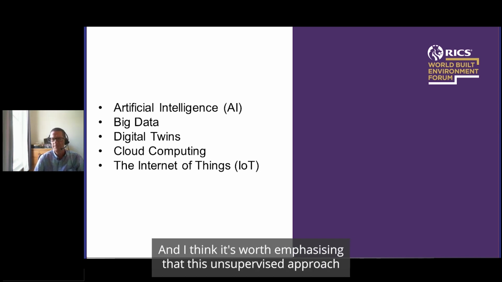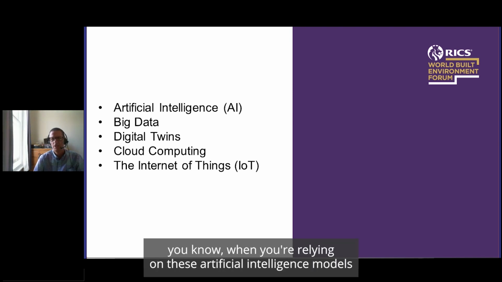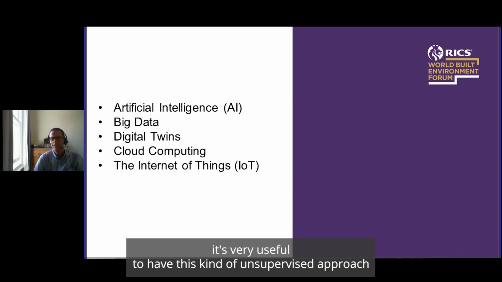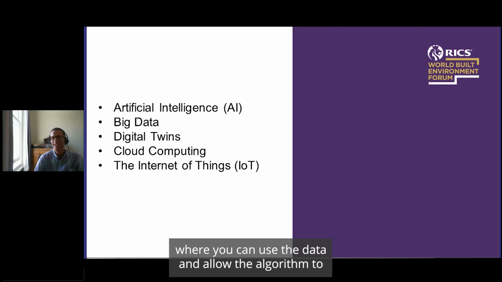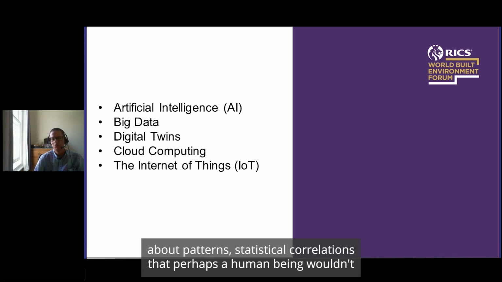And I think it's worth emphasizing that this unsupervised approach can be very powerful, because when you're relying on artificial intelligence models to find patterns and draw conclusions where a human being really can't predict, it's very useful to have this unsupervised approach where you can allow the algorithm to range widely across that data set and come to its own conclusions about patterns and statistical correlations that a human being wouldn't have thought of and wouldn't really present itself to them.